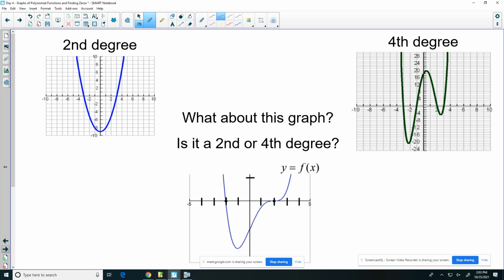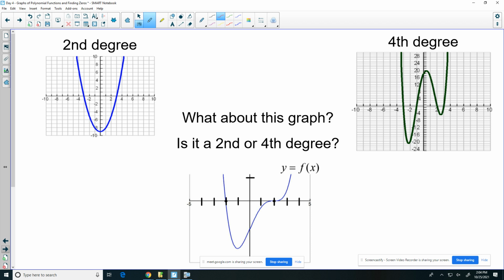All right. So, we know that a 2nd degree looks like a parabola, right? Just a nice, smooth U. We know that a 4th degree, it's got the outside that looks like the U, but there's some junk going on in the middle. So my question to you is, what about this graph that I've shown you? Is it a 2nd degree or is it a 4th degree? We know it's got to be even because it's going up on the ends, okay? It's doing the YMCA dance on the end, so it's got to be even. So my question is, let's argue if it's a 2nd degree or if it's a 4th degree.